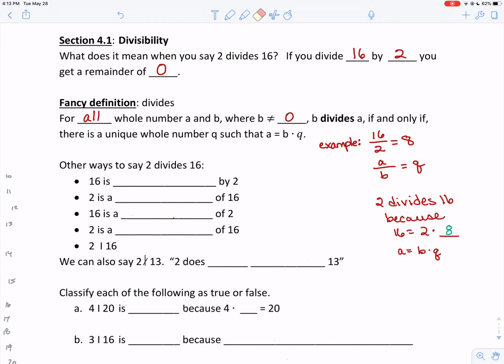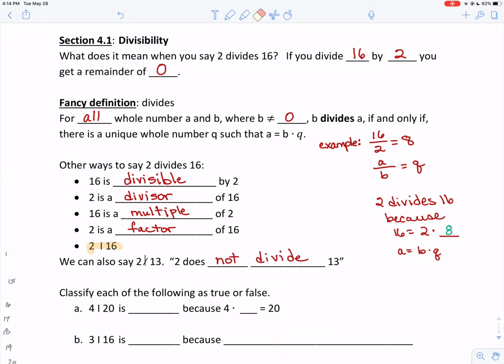So here's some other ways to say that 2 divides 16. 16 is divisible by 2. 2 is a divisor of 16. 16 is a multiple of 2. Or 2 is a factor of 16. And then, 2 divides 16. That is the symbolic way of saying that.